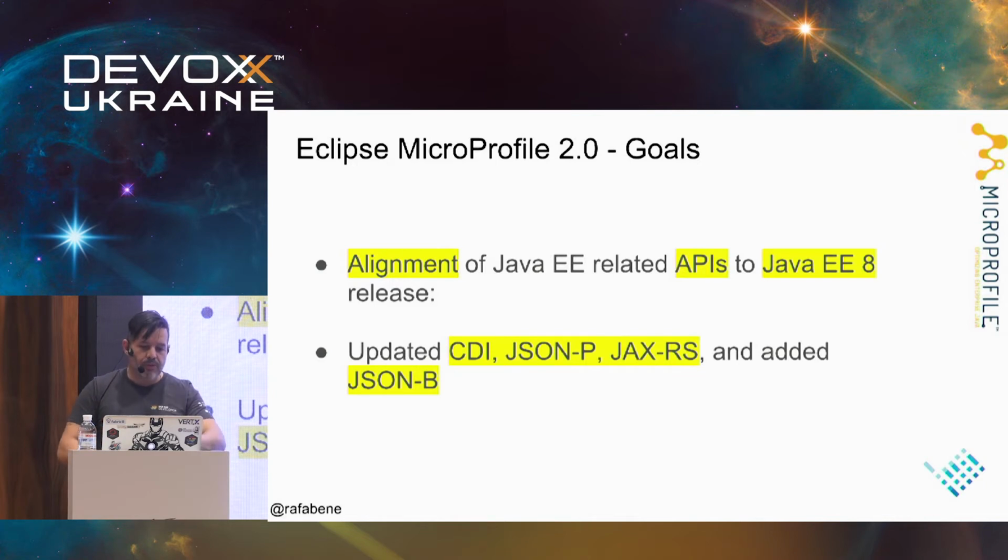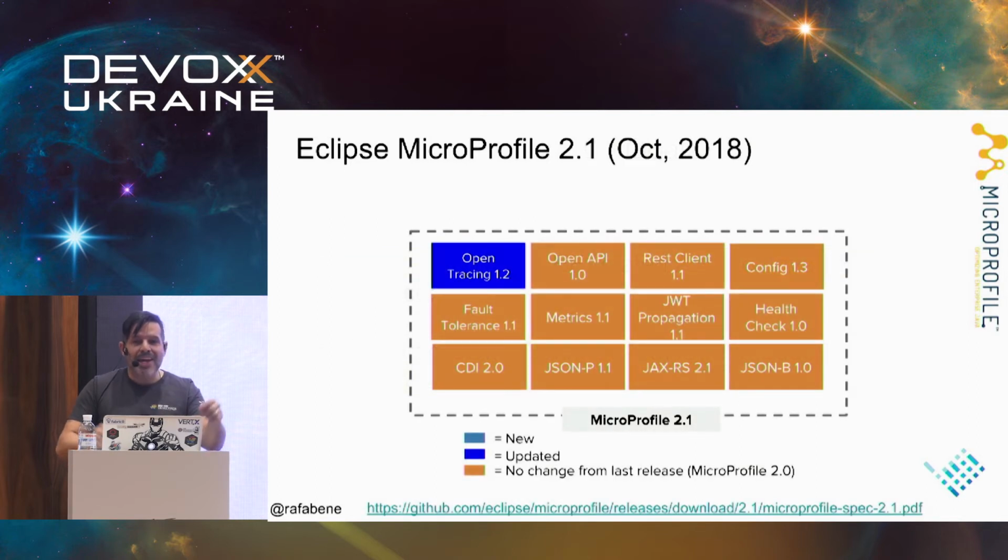And of course, that was represented in the APIs: CDI, JSON-P, JAX-RS, and JSON-B. And last month, in October, they released 2.1. 2.1 was just the update of OpenTracing.